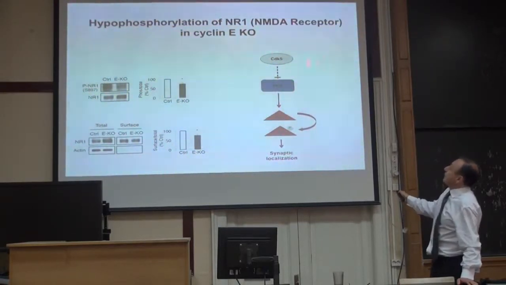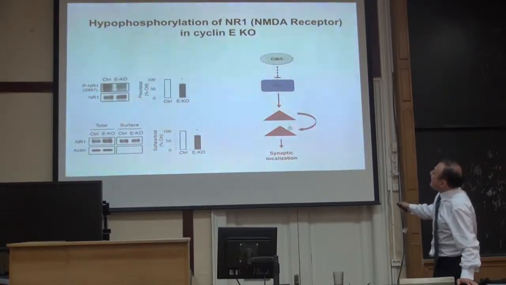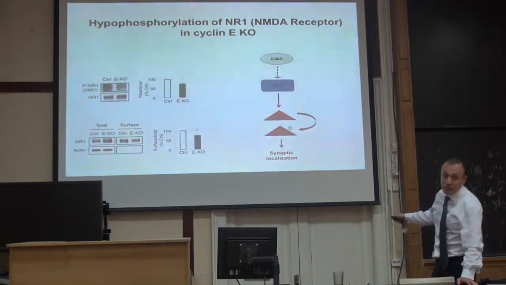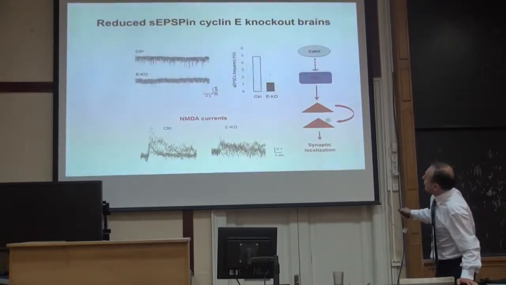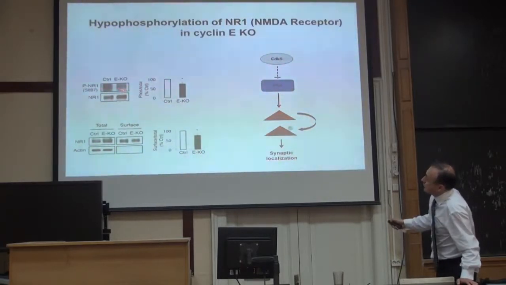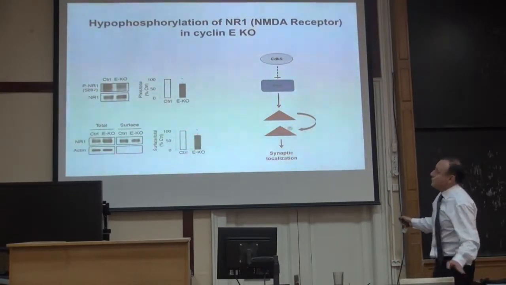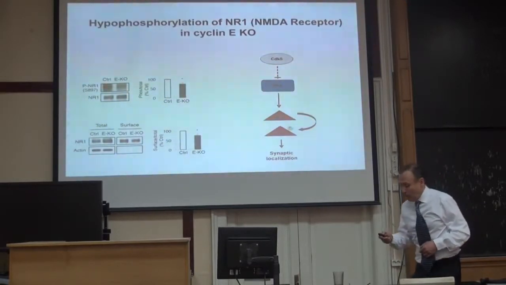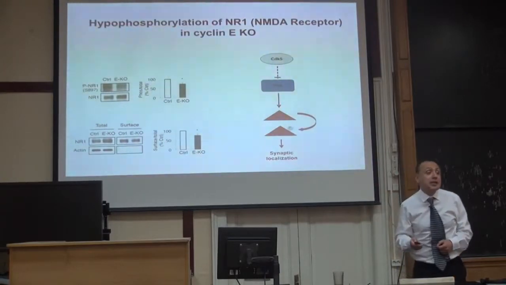So if CDK5 is hyperactivated, then this protein is going to be super inhibited. There is going to be less phosphorylation of NR1, and there is going to be less synaptic localization of this protein. And that's indeed the case. This is the phosphorylation of this subunit of the glutamate receptor, control, and cyclin E knockout is lower, and this is quantification, and this is synaptic localization, control, and cyclin E knockout. Now the localization of this protein is very important because this is required for NMDA currents, which are needed for learning and memory. So now let's check the NMDA currents.